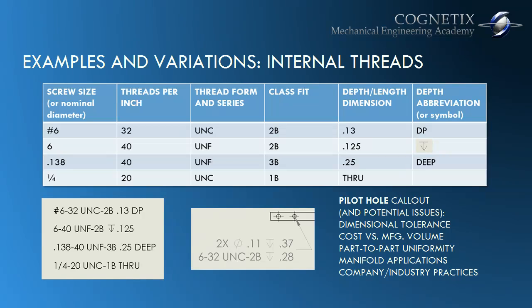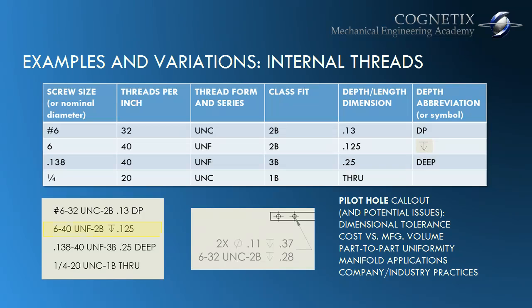Okay, on the lower left, if we were to read these examples all the way through, we have a number 6-32 unified coarse class 2 fit thread, which is 0.13 deep.